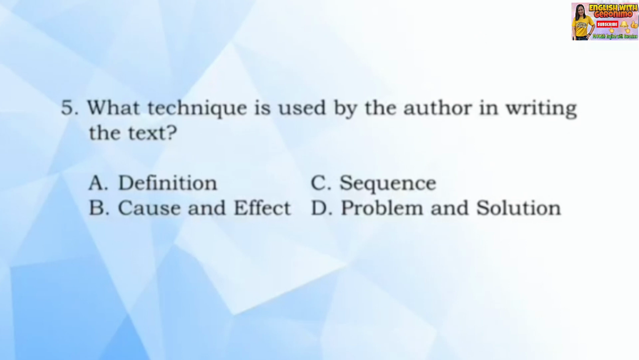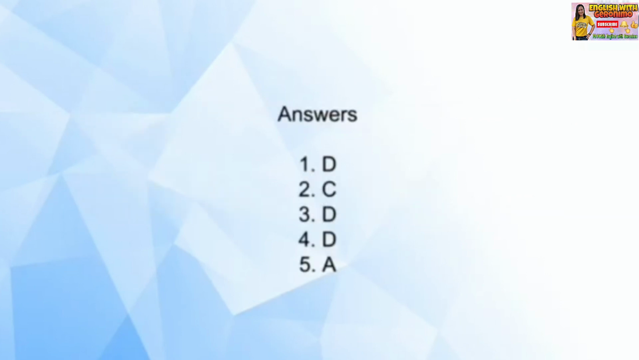Question number 5. What technique is used by the author in writing the text? Is it letter A? Definition. Letter B. Cause and effect. Letter C. Sequence. Or letter D. Problem and solution. Here are the correct answers. Number 1 is letter D, number 2 is letter C, number 3 is letter D, number 4 is letter D, and number 5 is letter A.